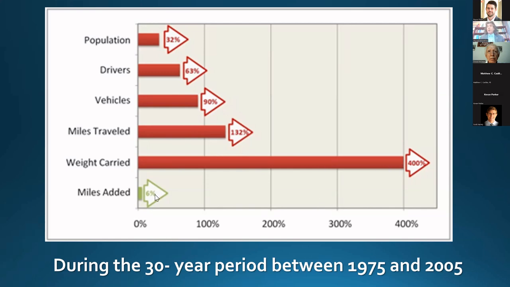And how many miles did we add to the system? 6%. So what that means is that we are putting more and more demand on our bridges.